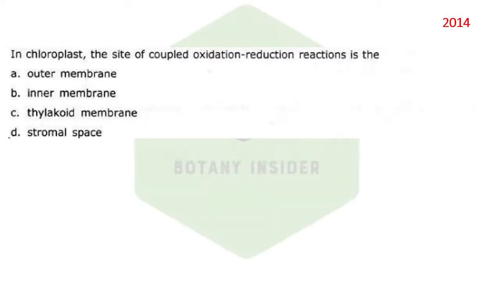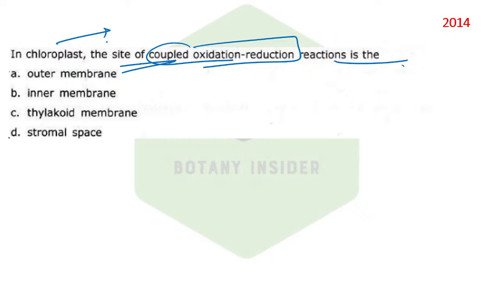Next question. In the chloroplast, the site of coupled oxidation reduction reaction is which of the following? First one is outer membrane, inner membrane, thylakoid membrane, and the stromal space. Question is asking, where do you see the coupled oxidation reduction reaction occurring? Try it out, everyone. Simple question. Last question for today.